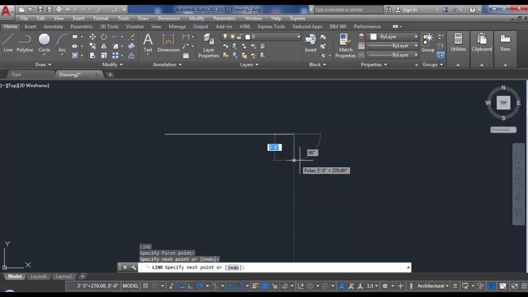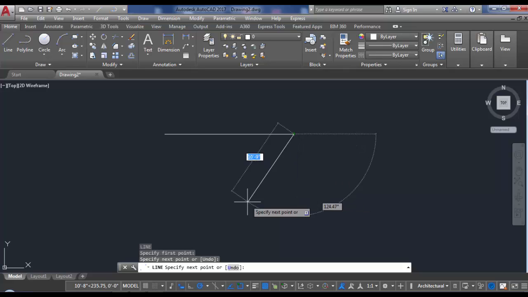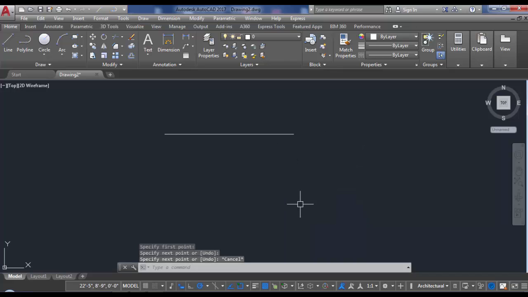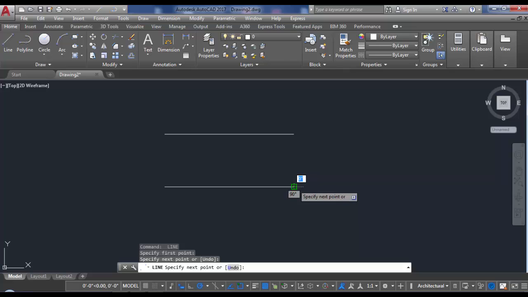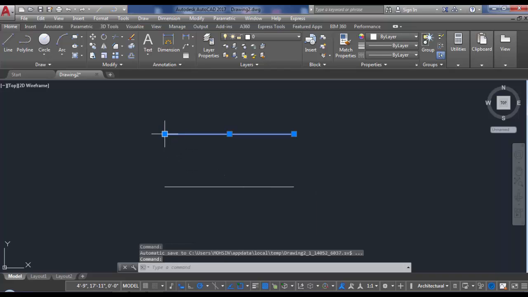Since we are in a continuity command, we can go for another line. If you want to escape from this line command, we have to press escape, or we can go again into the line command, right click over here and then enter. When we go for the line, we have first point, second point and third point.